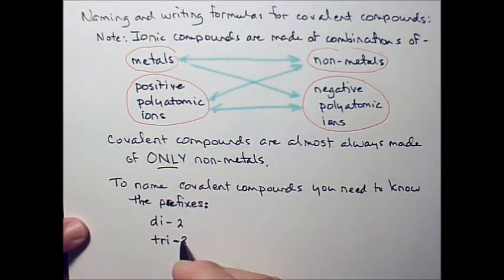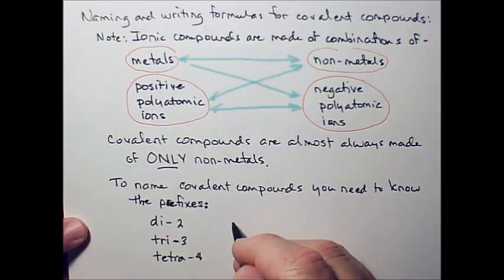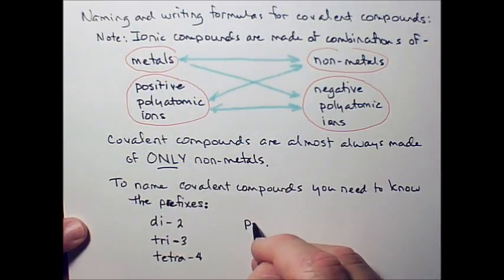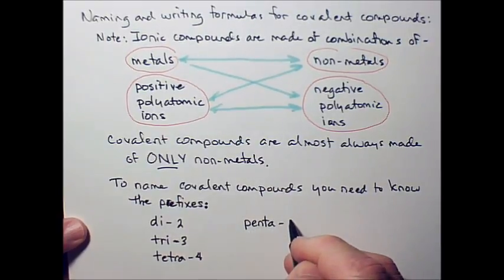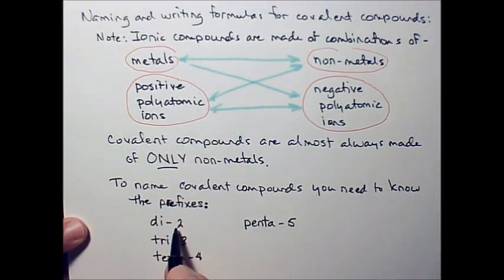So this is where you need to be paying attention and think about what you're writing. Di is the prefix for two.